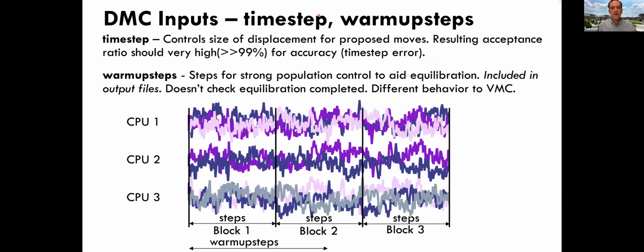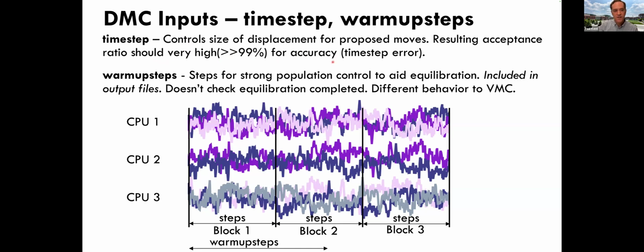So now, what about the time step and warm-up steps in diffusion Monte Carlo? And there are some important differences here from variational Monte Carlo. So first, in the time step, yes, again, it controls the size of the displacement for the proposed moves. But if we think back to how we derive diffusion Monte Carlo, there's actually a time step error that comes in due to a Trotter discretization, whereby we are going to have to take small time steps in order to accurately compute that Green's function and have a small error. So what that means in practice is that the time step might only be 0.01 compared with 0.5 atomic units for variational Monte Carlo. And then the final acceptance ratio should be very high, say 99.9% for accuracy.